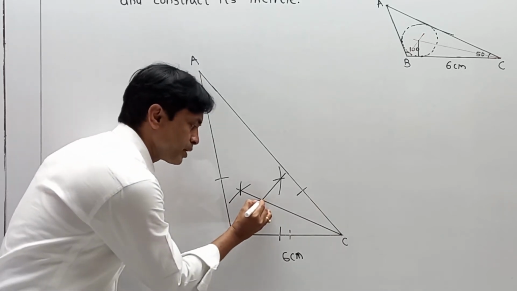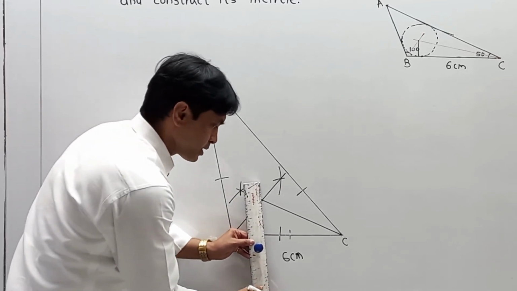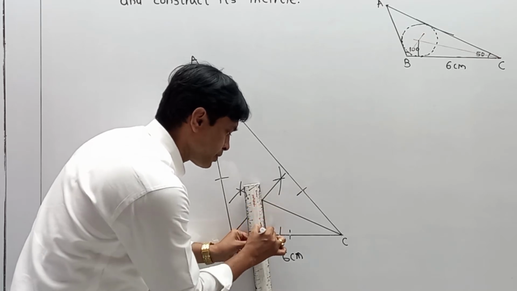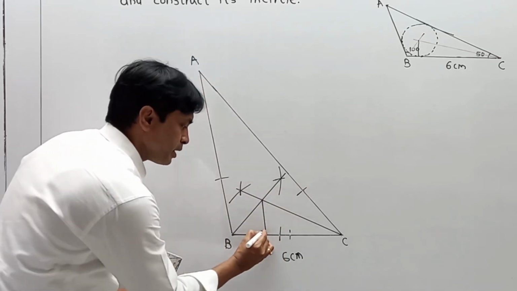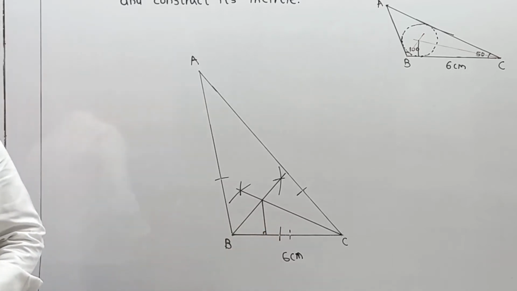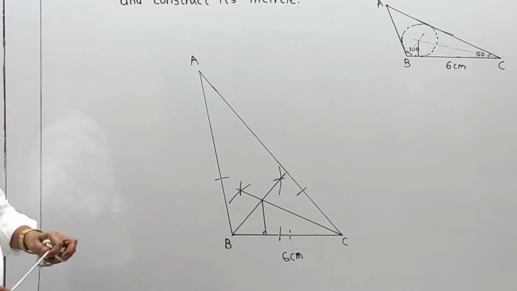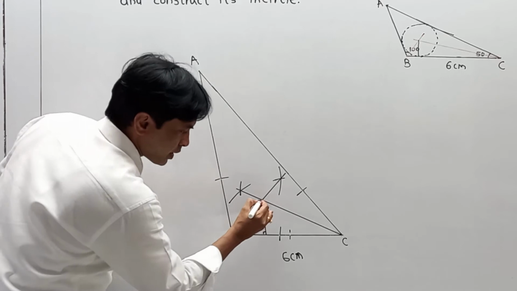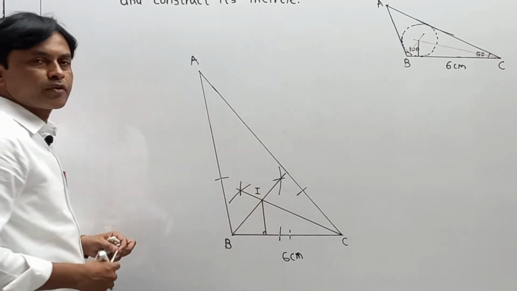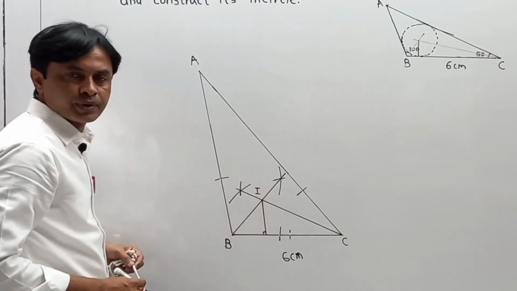Now with this we get a common point of intersection, and from this intersection point I am going to draw simply one perpendicular over here. This is nothing but the radius of that circle, the radius of the incircle. Now again with the compass, this point I am going to call I, because it is the center of the incircle, and I am going to take a radius from I to this point.